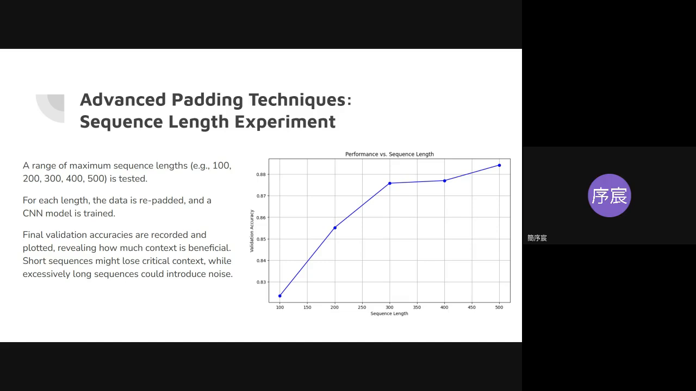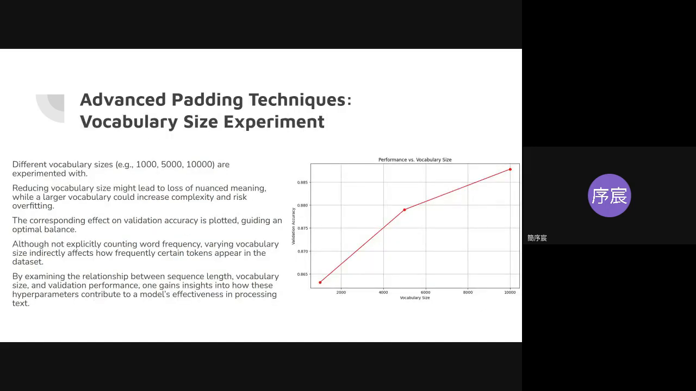And next, it's doing the experiment, and the result is shown as the figure. And next page. Next one we do the vocabulary size experiment, with different vocabulary sizes, 1,000, 5,000, and 10,000. And we've shown that the higher the vocabulary size, the higher the validation accuracy will be.